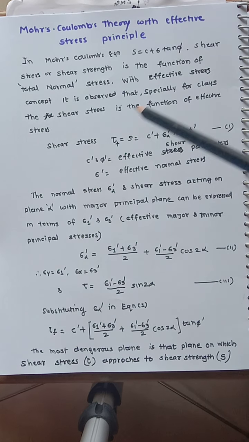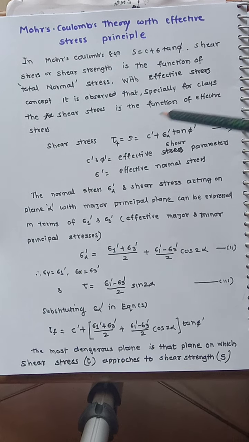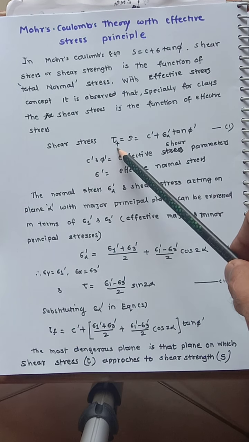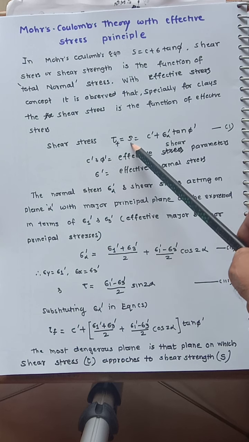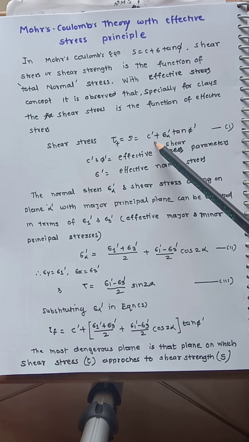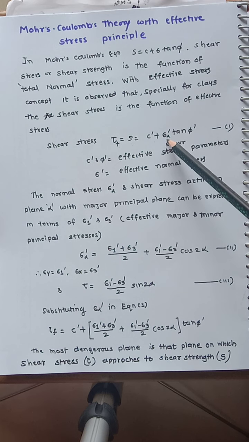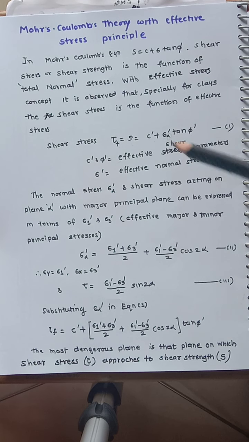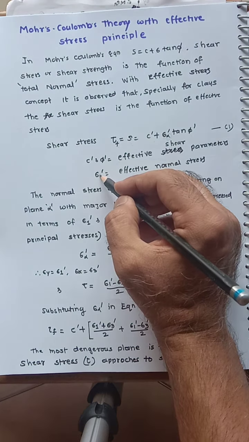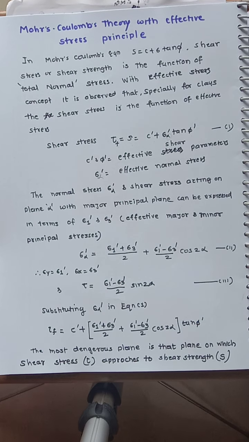Okay. So with the effective stress concept, the equation can now be revised as S, the shear stress at failure, is equal to C dash, the effective cohesion, plus sigma dash alpha, the effective normal stress on the failure plane alpha, tan phi dash, where phi dash is the effective angle of internal friction. C dash and phi dash combined are called the effective shear parameters. Sigma dash alpha here is the effective normal stress on the failure plane alpha.